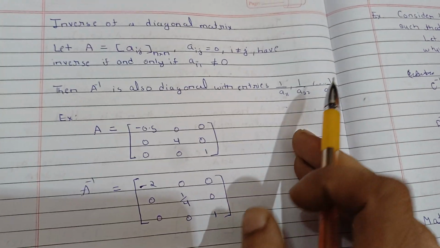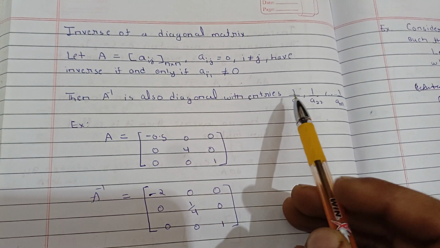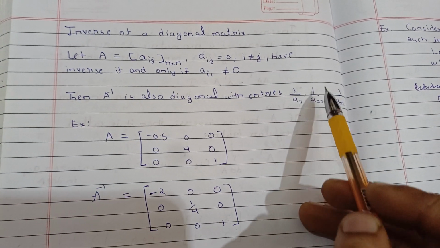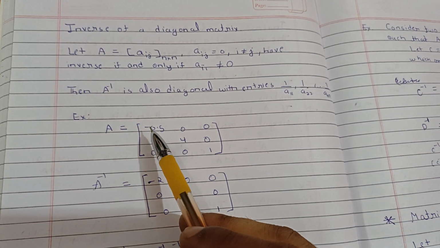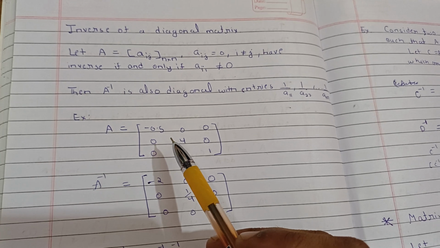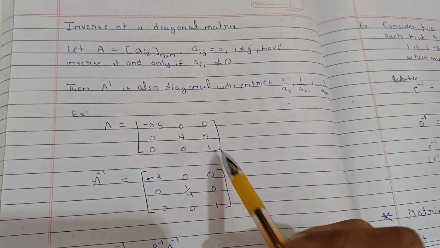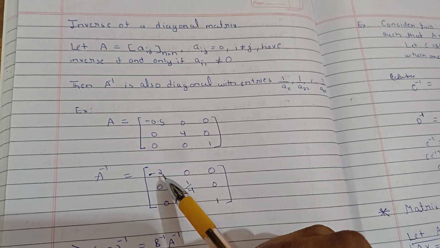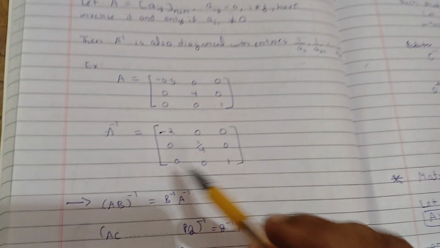Okay, just remember this. If it is a diagonal matrix, then the inverse elements will be 1 upon a11, 1 upon a22, and 1 upon ann. For example, you have this diagonal matrix. So if you want to find the inverse, then just take the reciprocal of these elements, that is 1 upon 0.5 will give you 2, 1 upon 4 and 1. So this will be A inverse.